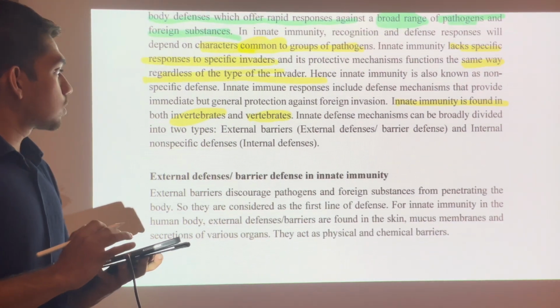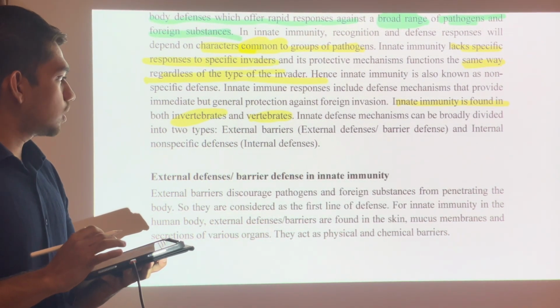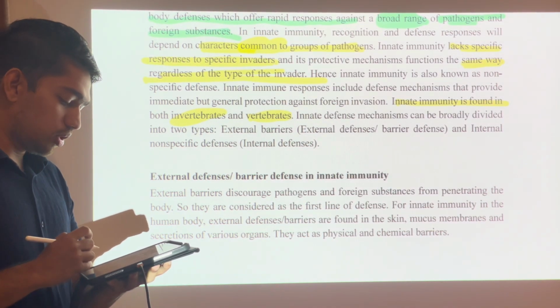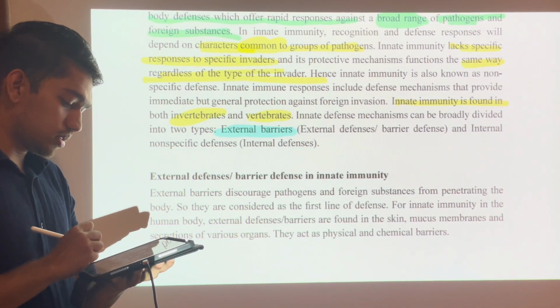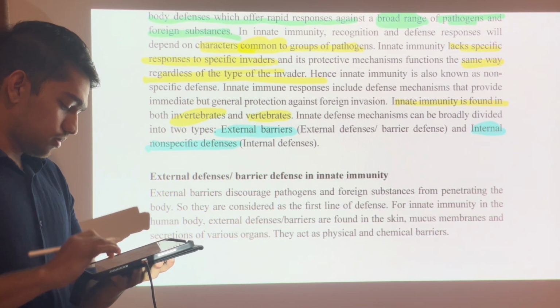Okay, now let's go into the categories of innate immunity, right? We can categorize innate immunity as your external barriers and internal barriers, right?